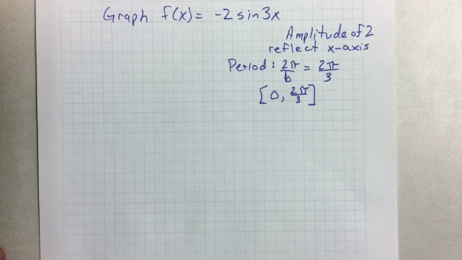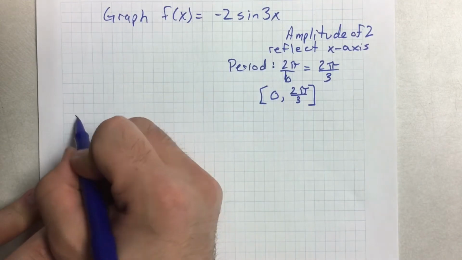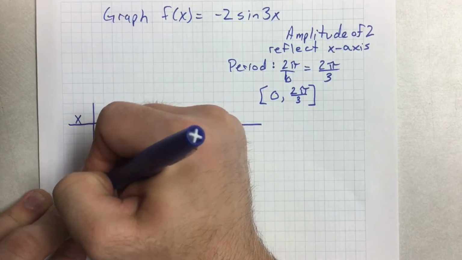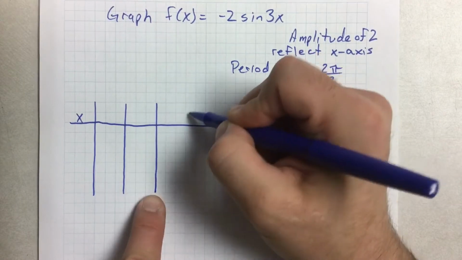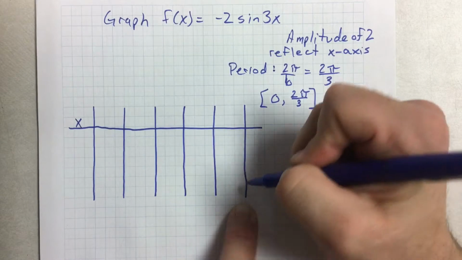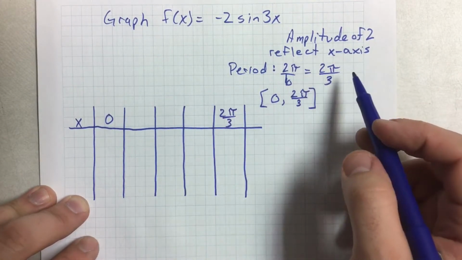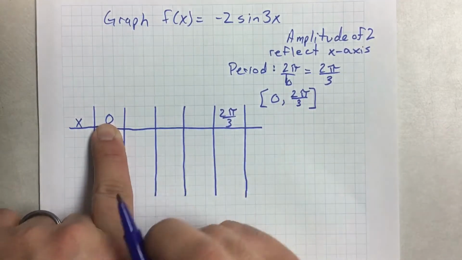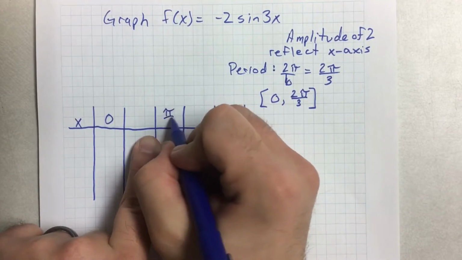All right, so let's cut this interval into 4. Let's make another table. So there's 1, 2, 3, 4, and then our last one. All right, so 0, 2 pi over 3. Our middle one will be 0 plus 2 pi over 3 divided by 2, which would be 2 pi over 6, or just pi over 3.